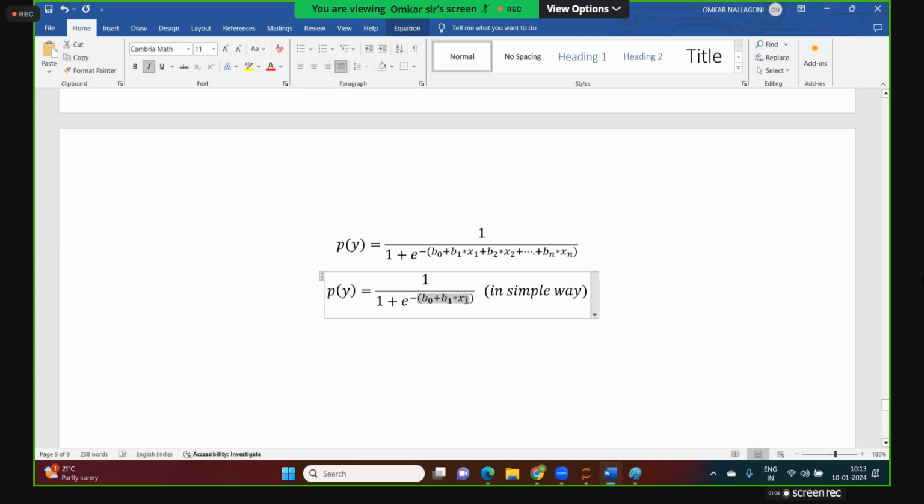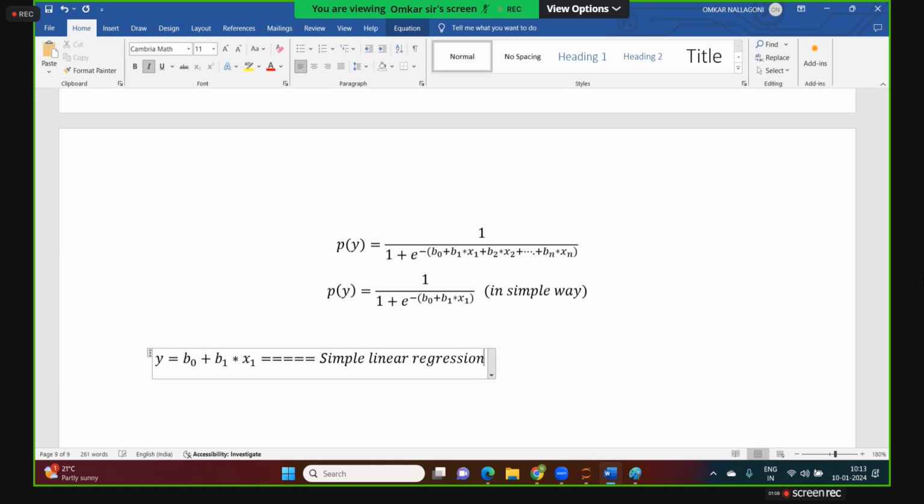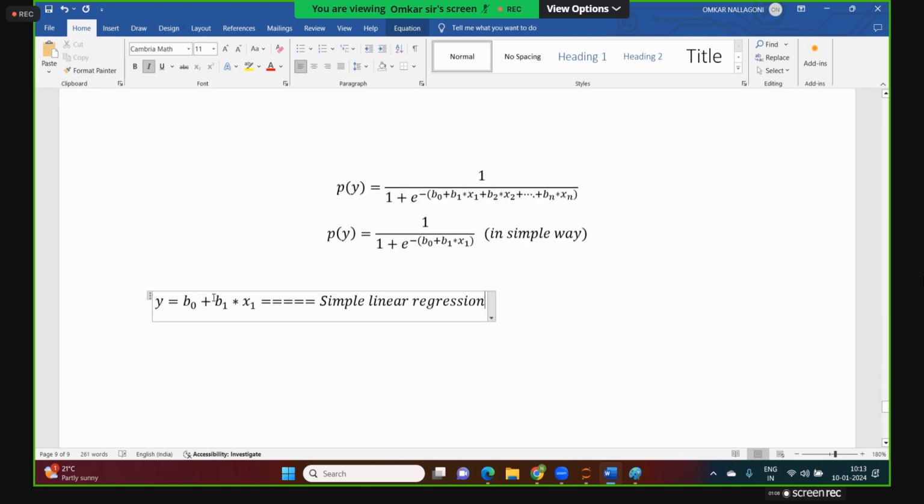Suppose y is equal to beta naught plus beta 1 x. This is a simple linear regression equation, correct? What is the interpretation of beta 1 here? Tell me.